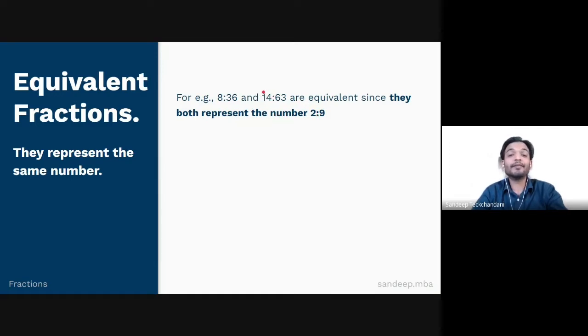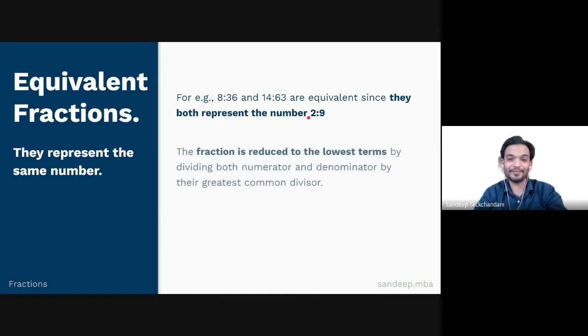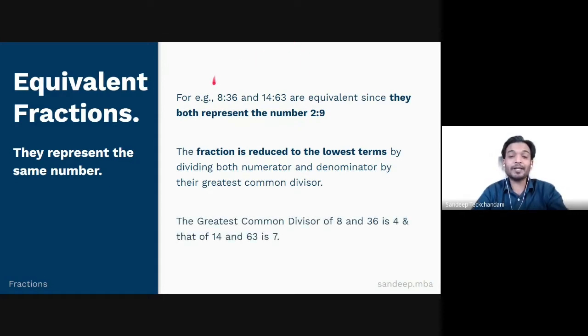We know that 7 times 2 is 14 and 7 times 9 is 63. Therefore, 14 is to 63 represents the number 2 is to 9. The fraction is reduced to the lowest terms by dividing both numerator and denominator by their greatest common divisor. The greatest common divisor of 8 and 36 is 4, and the greatest common divisor of 14 and 63 is 7.